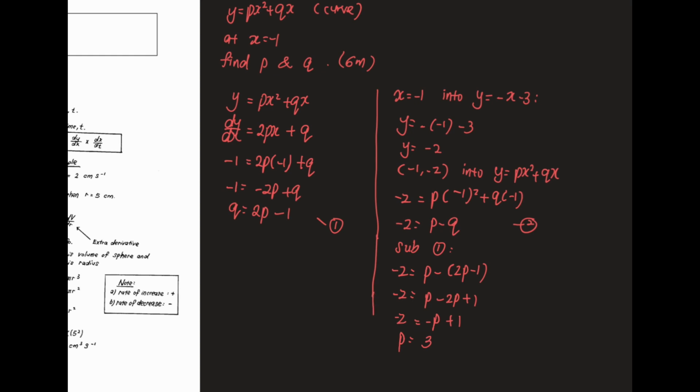Okay, so we get the values of p now, which is 3, and q equal to 2 times 3 minus 1, then we get 5. So p is 3 and q is 5. So this is the answer. Let's check first. Question 13. Yes, okay, this is the correct answer. So that is how we apply our information, our knowledge in solving the questions involving tangent.